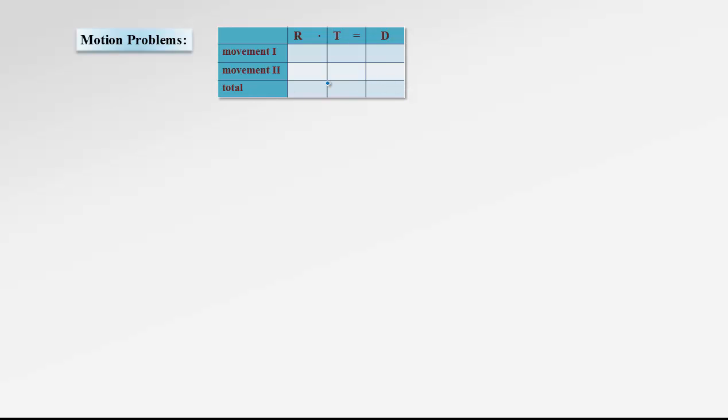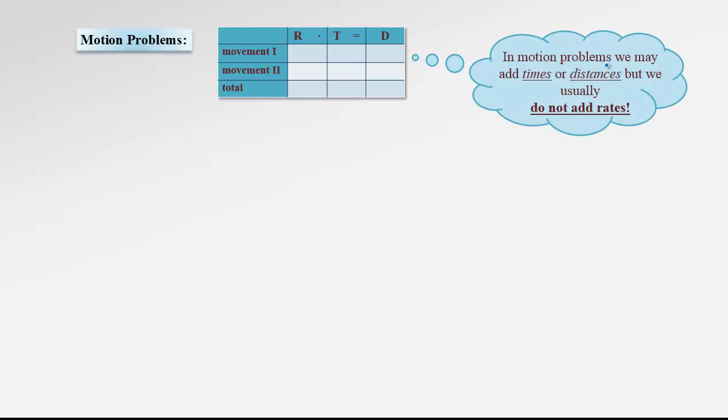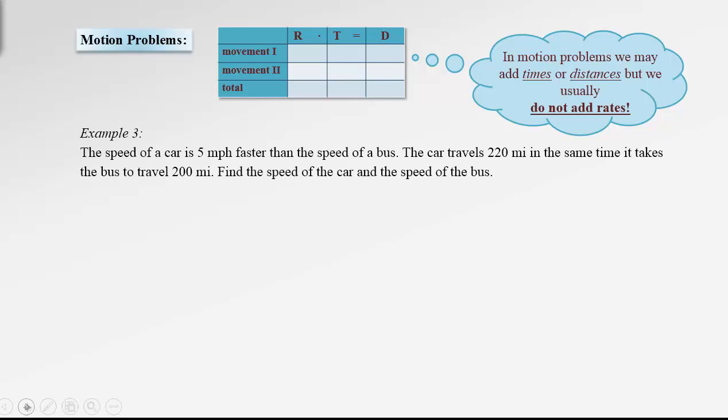This total line, sometimes it's needed, sometimes it's not, depending on the problem. Also, in motion problems, we can add times or distances, but we usually don't add rates. So keep this in mind. We're not adding this column. We may add or subtract this column or that column.